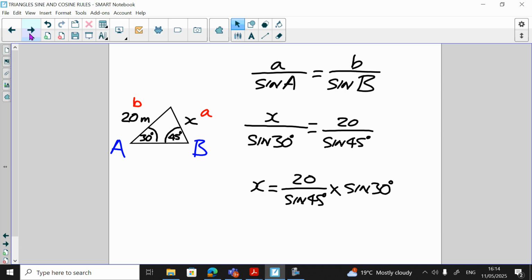20 divided by sine 45 times sine 30. You need to be careful with the calculator here. So you need to use brackets here probably. 20 divided by sine 45 times sine 30. And what's it going to give us? Hopefully 14.14. And if it starts giving you square roots and stuff like that, speak to your teacher or your pal if you have one, and they'll sort it out for you. So 14 and a bit.